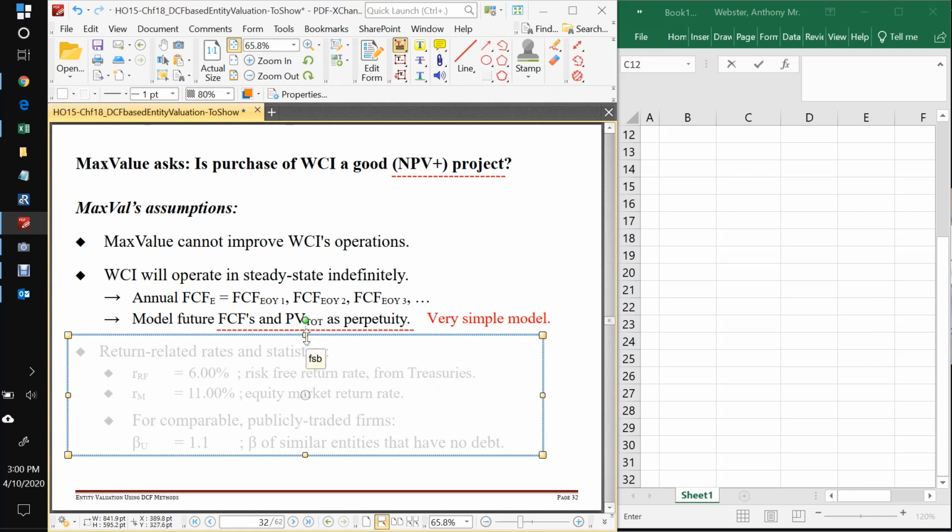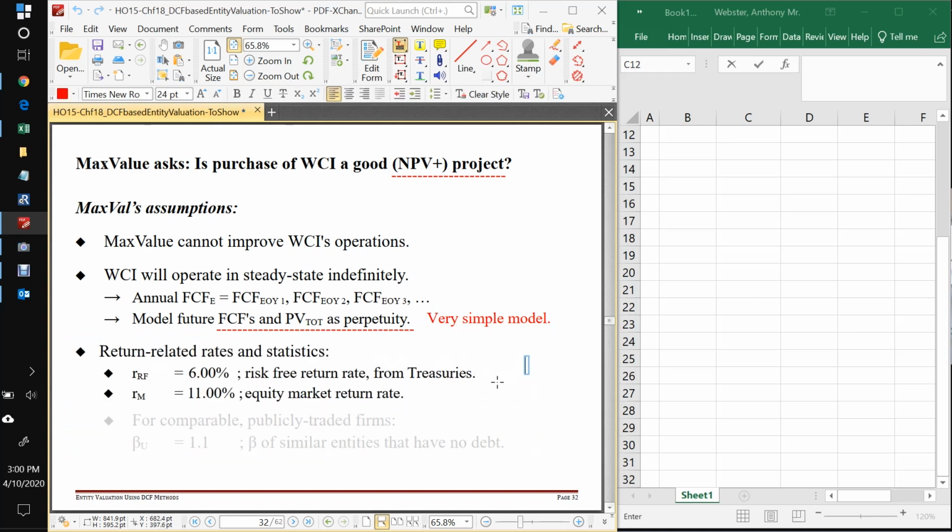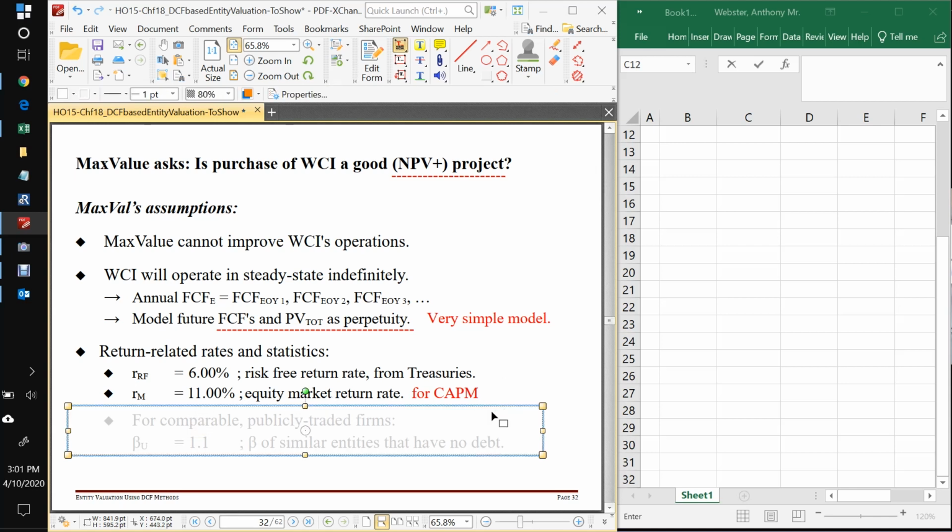Okay, so we've got some more information on WCI. Max Value is also assuming that the risk-free rate right now that they've developed from treasuries is 6%. So they looked that up on Bloomberg or whatever, and that's what they found. And the market rate for CAPM they believe is 11%. That's the average equity market return rate, they believe, okay?